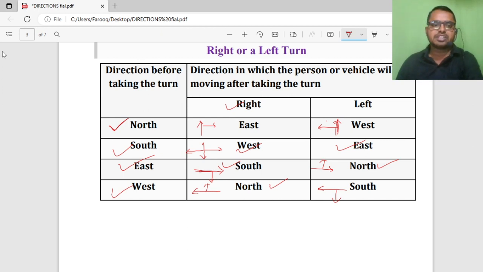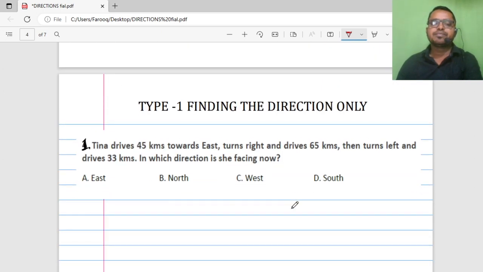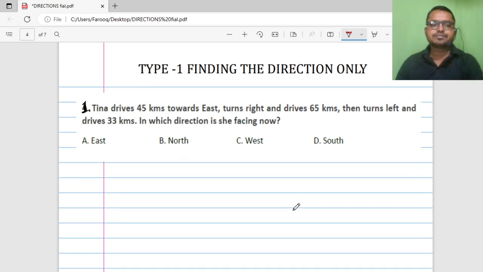These are the right or left turns: the direction before taking the turn and after taking the turn, in which direction the person or vehicle is moving. So next, let us solve the problems. Which type of question will appear? Type 1: finding the direction only. Look at the first problem on your screen.